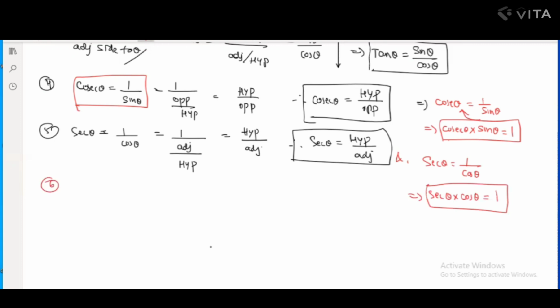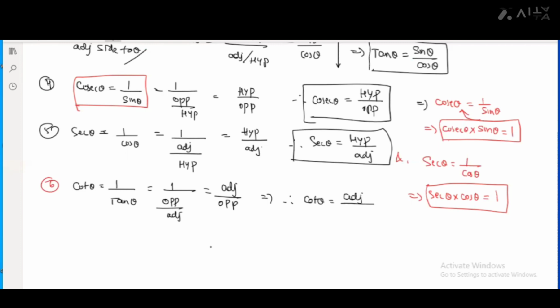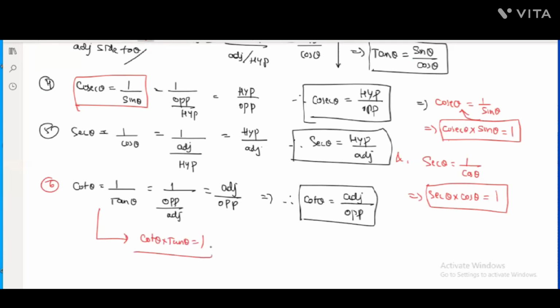Next, the sixth one is cot theta. Cot theta is the reciprocal of tan theta, which can be written as 1 by opposite by adjacent to theta. So it can be written as adjacent by opposite. Therefore cot theta is equal to adjacent side to theta by opposite side to theta. In the same way, cot theta into tan theta is equal to 1. So we have to remember all these relations to solve.